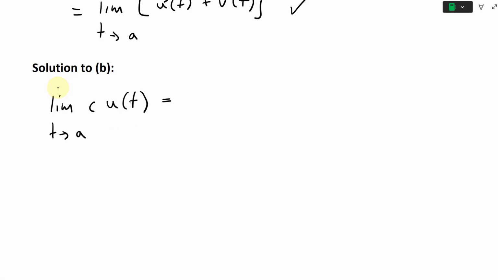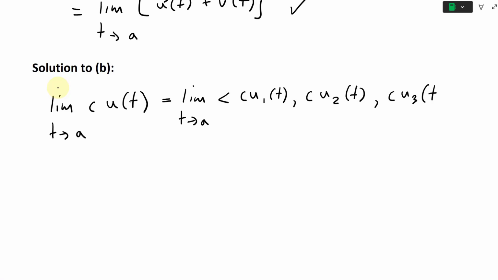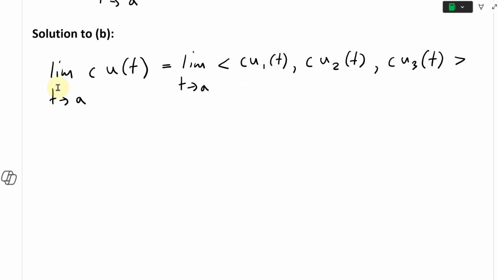Now this equals, again by definition, putting the component parts together. Actually, before we even get to the component parts, I'm just going to write this out as the limit as t approaches a of, just in the components, c u1(t), this is again by definition what this means, c u2(t), and then c u3(t), and then close this all like that, and yes, that's what we have. And we will put this all together into one.